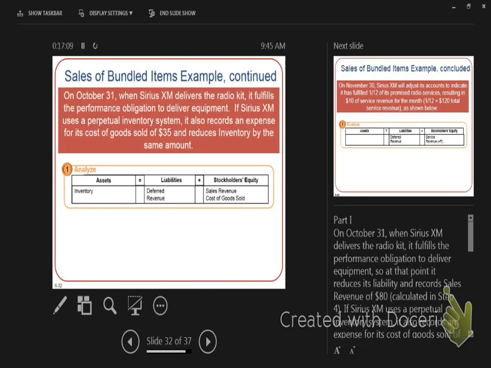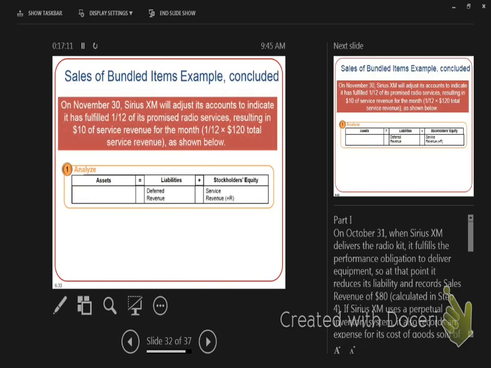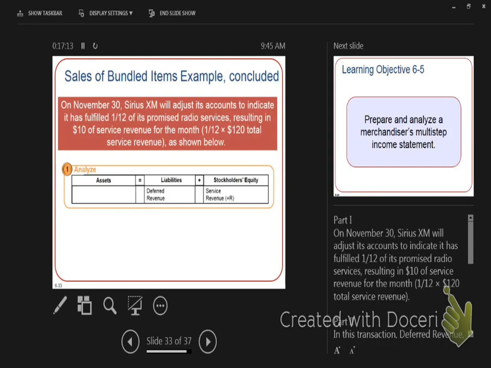And then we have one more. That's going to happen at the end of November. So look what's happening there. Then we recognize revenue. So this happens right at the beginning, and then this is in November.